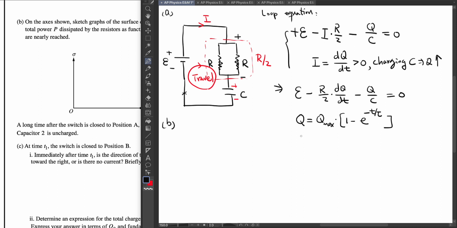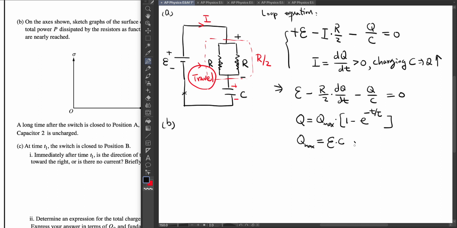Okay, now Q max is the maximum charge that can be stored in this capacitor by such a circuit. And we know that the maximum potential difference C can obtain is the battery's EMF. And according to the definition, we have capacitance C here, so let's multiply by C. That will give us the maximum charge possible stored in the capacitor C after an infinitely long time.